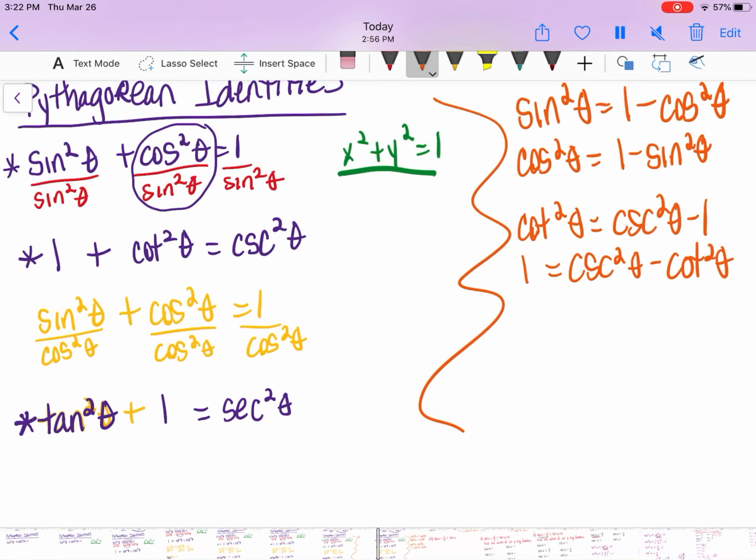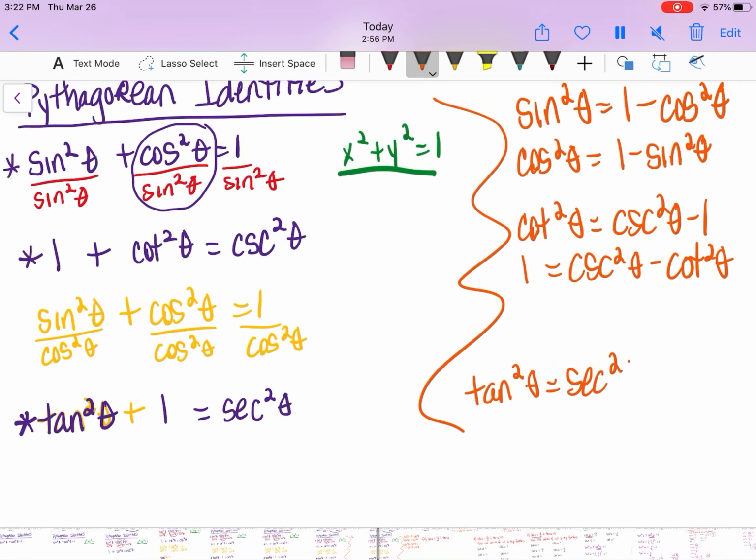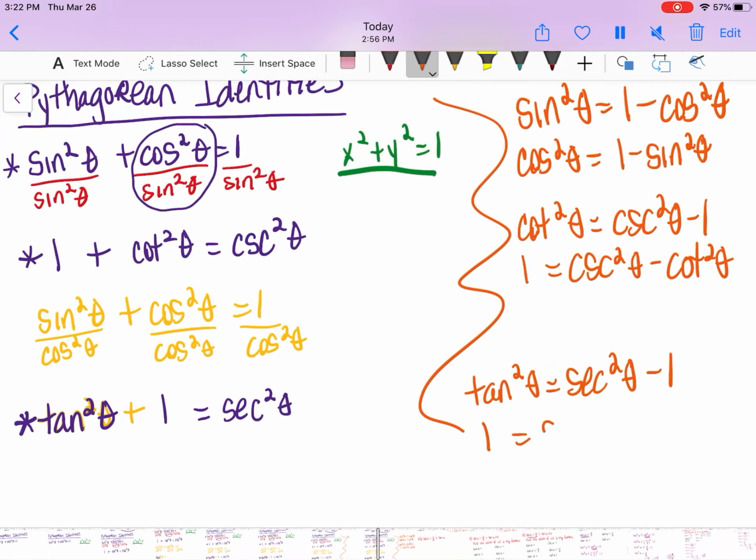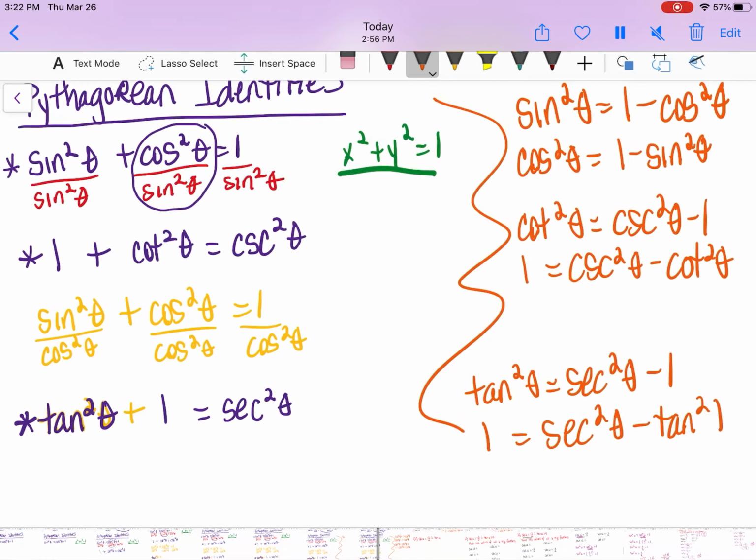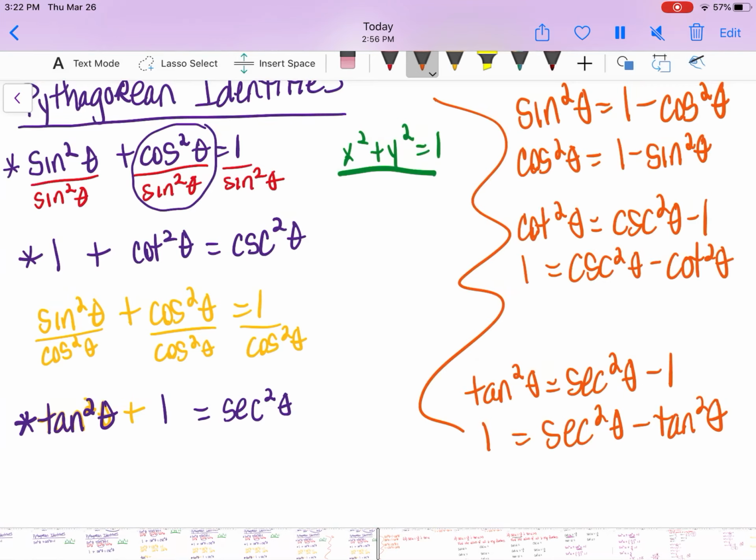And then looking at our last identity, tangent squared theta plus 1 equals secant squared theta. I can rewrite that in terms of tangent squared theta by subtracting 1. Or I can write it in terms of 1, and when I do that, I would need to subtract tangent squared. So basically, when you are looking at these, how do you know what a Pythagorean identity is? You should see a trig function squared, and if you see a 1 added or subtracted from it, or another identity added or subtracting from it, it's probably a Pythagorean identity.